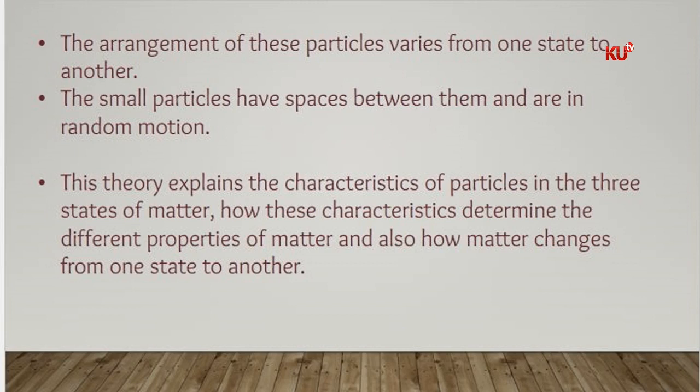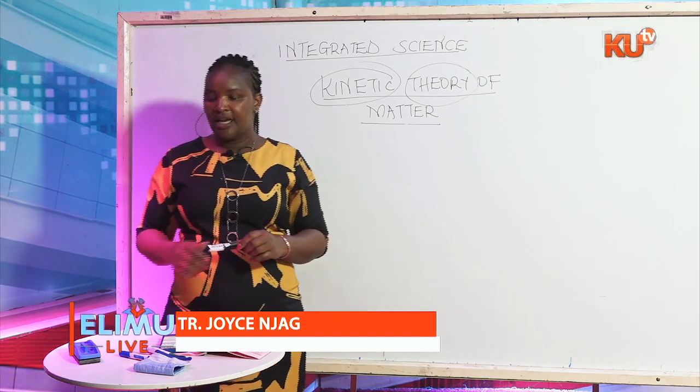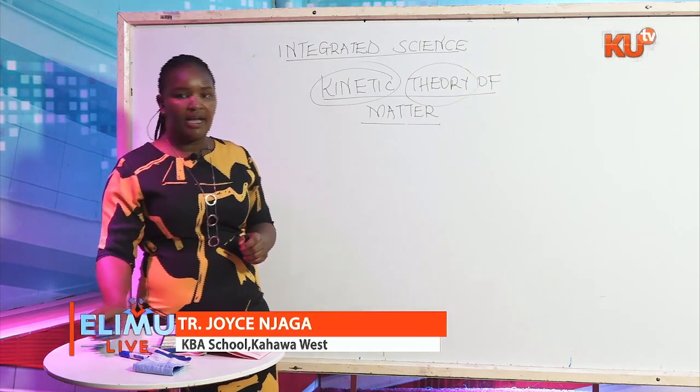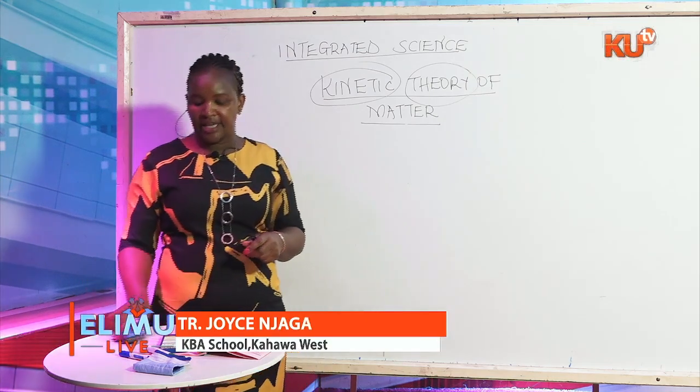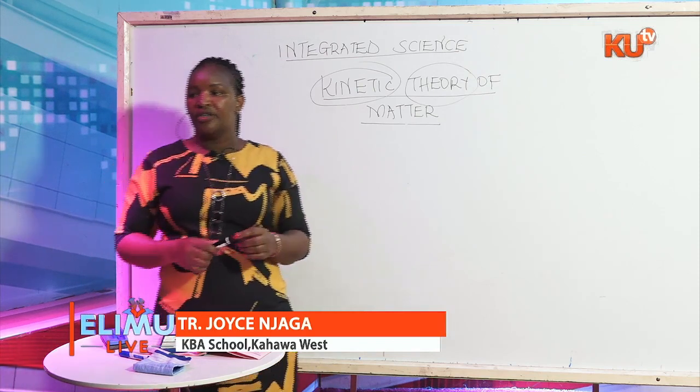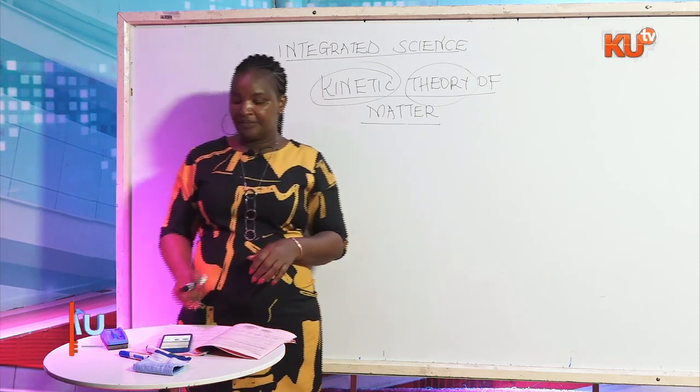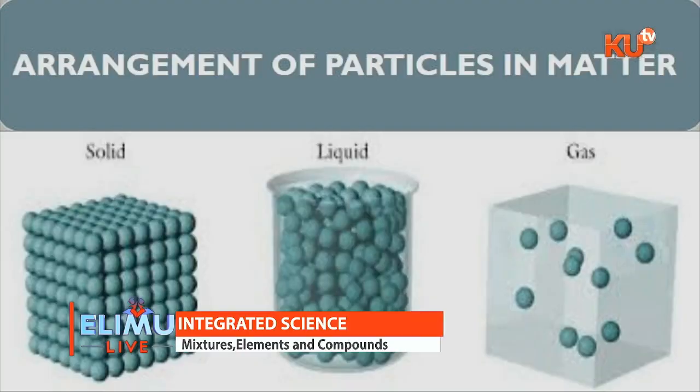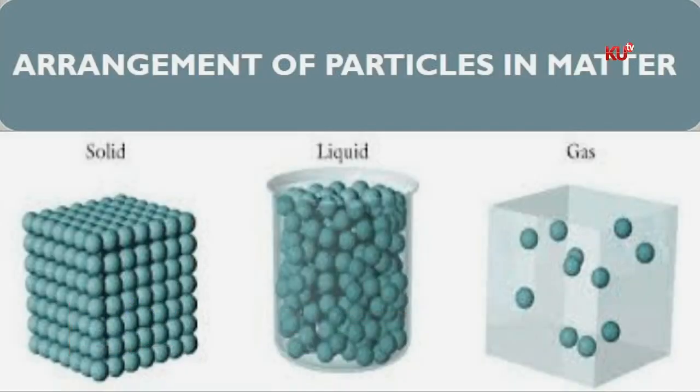So I want us to look at the arrangement of particles in the three states of matter as explained by the kinetic theory of matter. On your screen, look at what you have. The subtopic there is arrangement of particles in matter. In the first diagram, you can see a solid. I know you can just see balls there. I'll be explaining what those balls are all about.